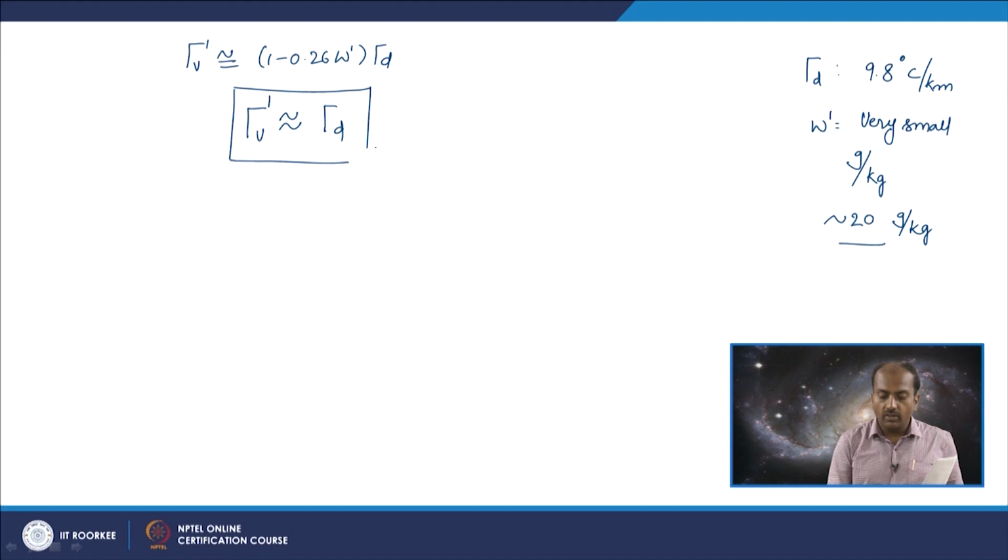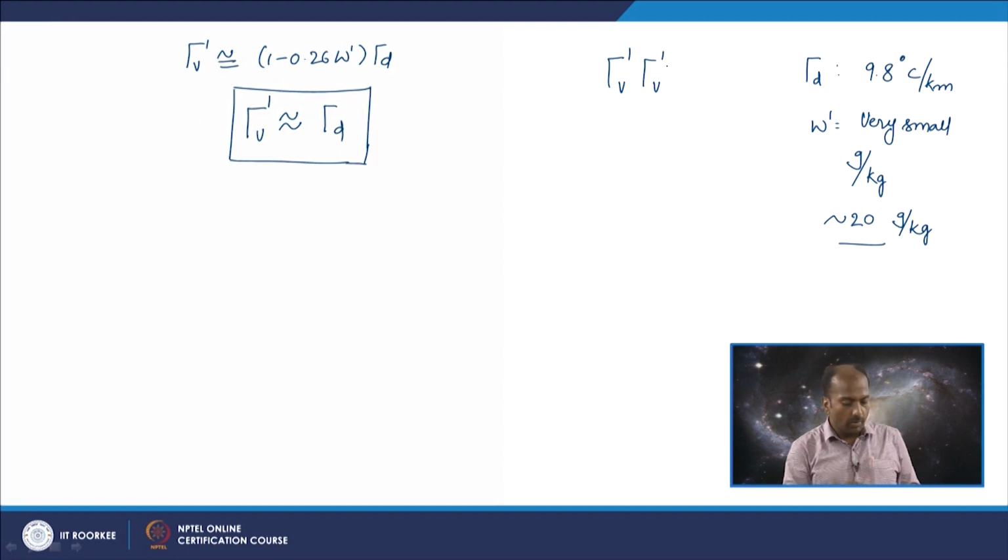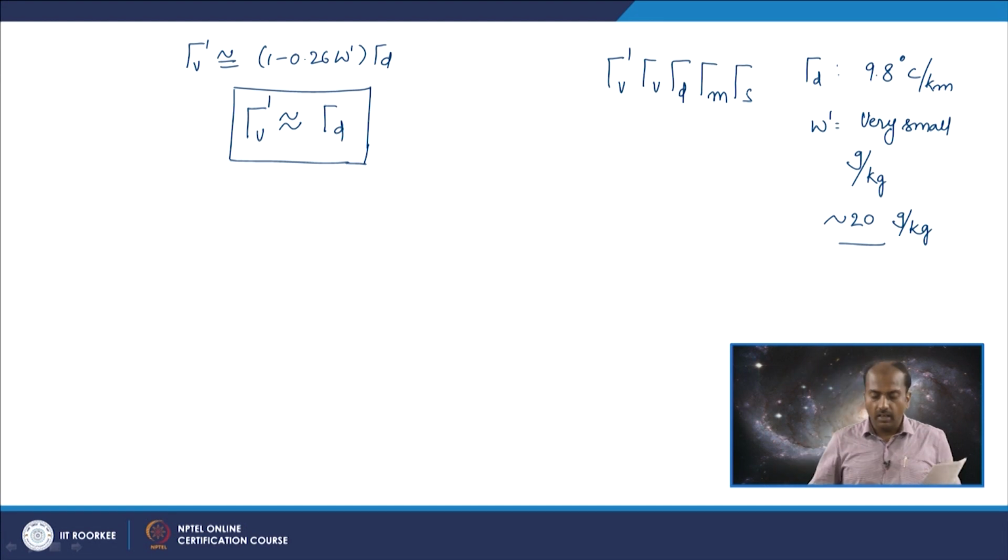The rate at which the virtual temperature changes inside the air parcel is almost equal to the dry adiabatic lapse rate, right. So, let us write down all the lapse rates that we have taken so far. Gamma v prime is the lapse rate of the parcel, gamma v is the virtual temperature lapse rate of the environment, right. Gamma d is the dry adiabatic lapse rate, gamma m is the moist adiabatic lapse rate, gamma s is the saturated adiabatic lapse rate.